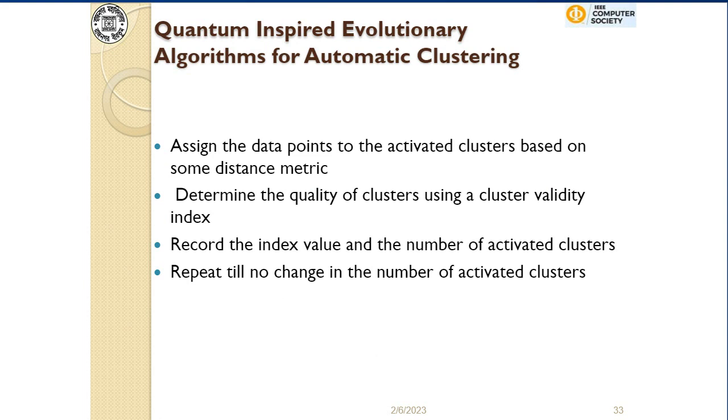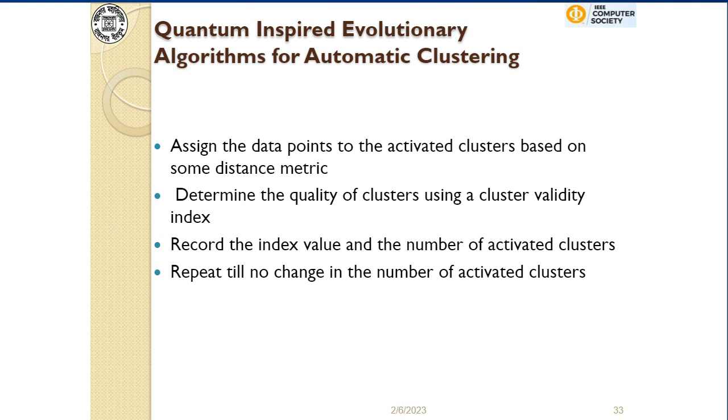So then you go for the clustering process, assigning the data points to the activated clusters based on some metric, either Euclidean distance or any other distance metric. You just compute the distance and assign the data points to the particular cluster where the distance is small, because the objective is to have high intra-cluster similarity and low intercluster similarity. So after this point, you have the first clustering outcome: you have assigned the data points to the activated clusters, and you end up with some clustered outcome, maybe 10 clusters.